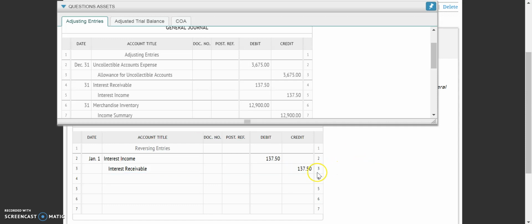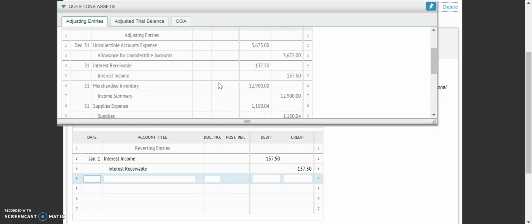And all that allows us to do is remember that we haven't actually received that money yet. So if we hadn't done a reversing entry, we very likely could have double counted the amount because we have to do this for accrual basis, again, to bring everything up to date at the end of the fiscal period. And if we don't flip this, this income of $137.50 was already counted in the last fiscal period, and it would be double counted in this upcoming one. So let's keep scrolling to see if we can find our next one.